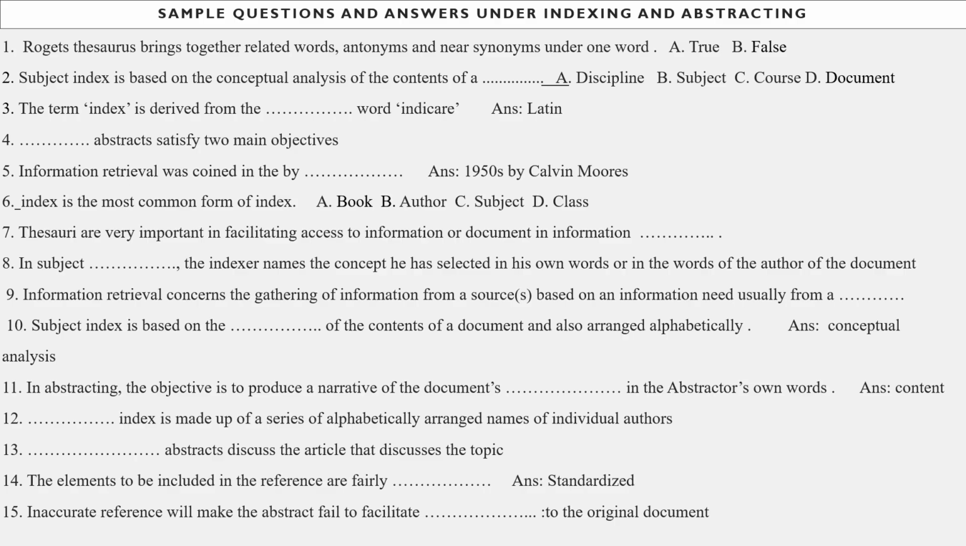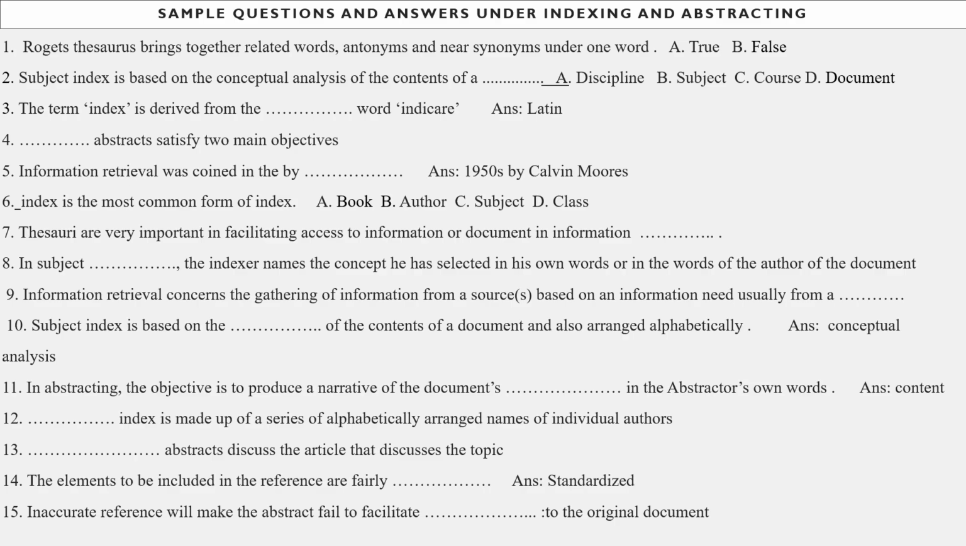Then question number 12. Dash index is made up of a series of alphabetically arranged names of individual authors. So the right answer is author index. It is made up of a series of alphabetically arranged names of individuals, authors, institutions, or agencies, each linked to where they work or can be found. And then question number 13.